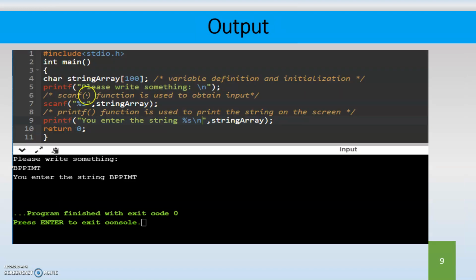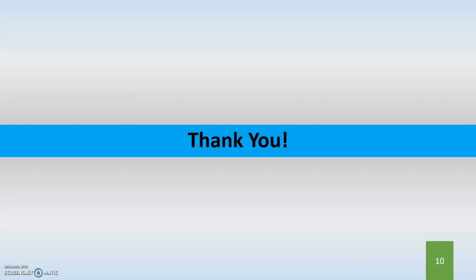So this is the output. Here we print BPIMD, which is our college name. So in the user input BPIMD, you can see the output is also BPIMD. So our output is matching with our input. So thank you.